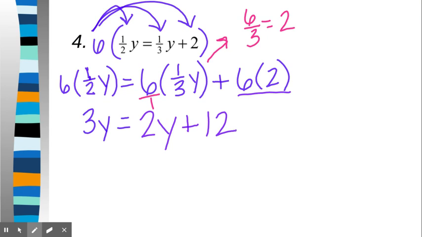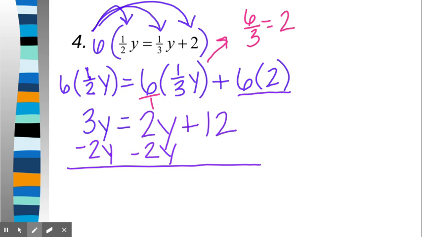Because that 3y is all by itself, I'm going to move the 2y over there. I get a little lucky because that already keeps things positive. That gives me just a 1y, or y equals 12. And then we're done because we don't have to divide anything in this one.